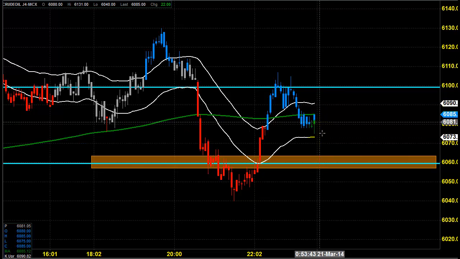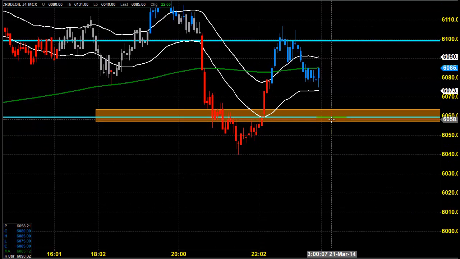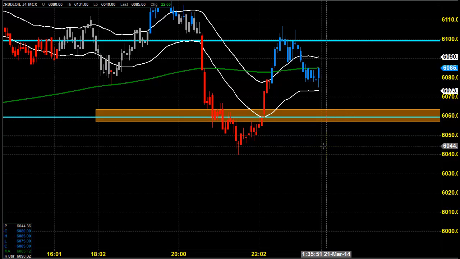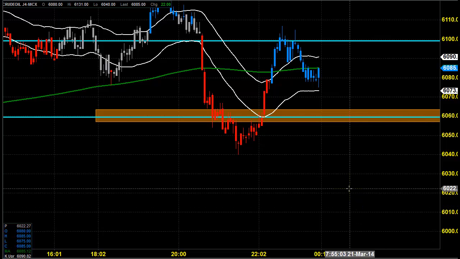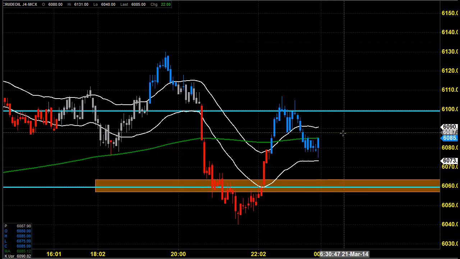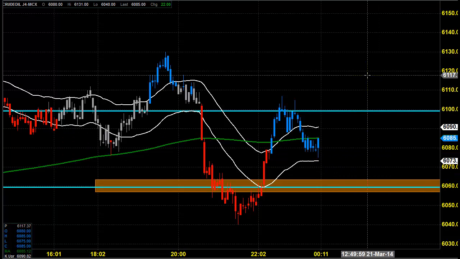If we see any price action below the 6060 zone, then it is going to be a continuation of the trend. We will get a confirmation if there is any price closing below 6060. We will get a clear confirmation that the price can come down and continue its downtrend. But for buyers, we need a price closing above the 6100 zone.